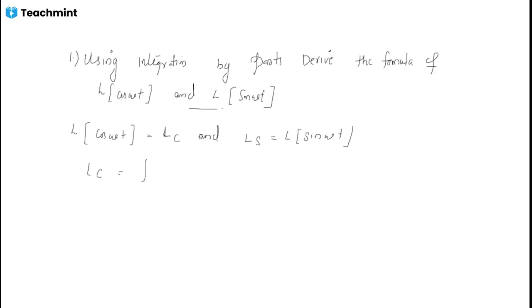integral 0 to infinity. What is the formula of Laplace transform? L of f of t equals integral 0 to infinity e raised to minus st f of t dt. Here f of t is cos omega t. So here use e raised to minus st into cos omega t dt.